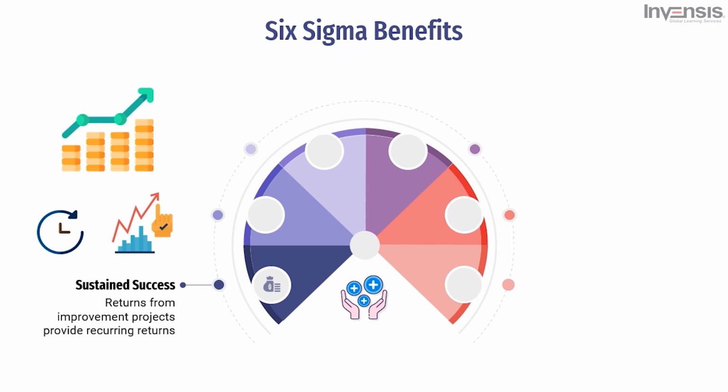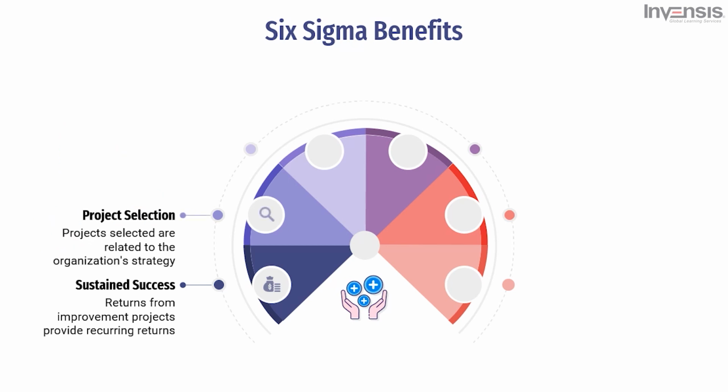So, if you have improved a process today, it not only saves you money today. The process will save you money tomorrow, next month, next year on an ongoing basis. So, that's how Six Sigma can help you in getting sustained success. That sustained success comes from projects when we do project selection.